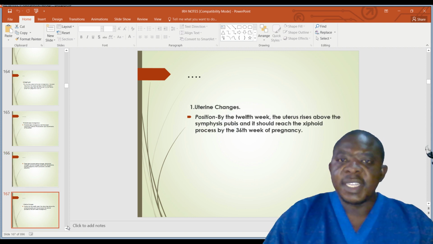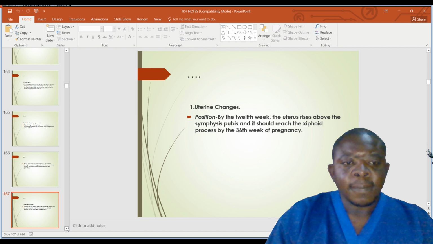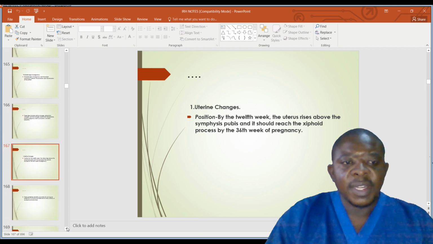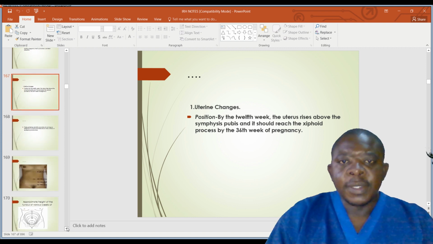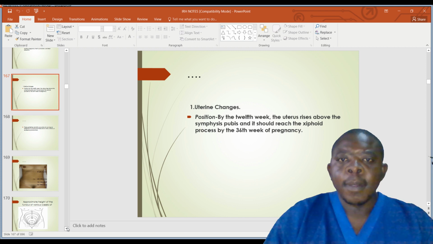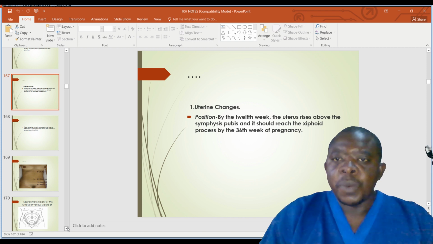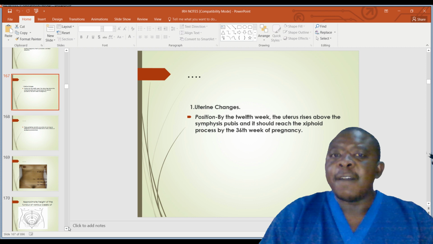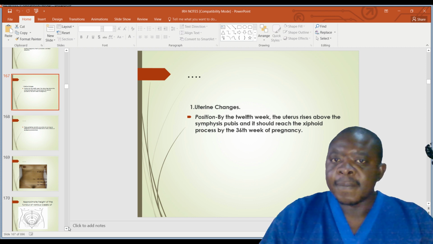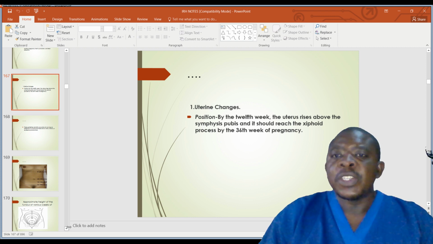Uterine changes. So in talking about uterine changes, we say position. By the 12th week, the uterus rises above the symphysis pubis, and it should reach the xiphoid process by the 36th week of pregnancy.